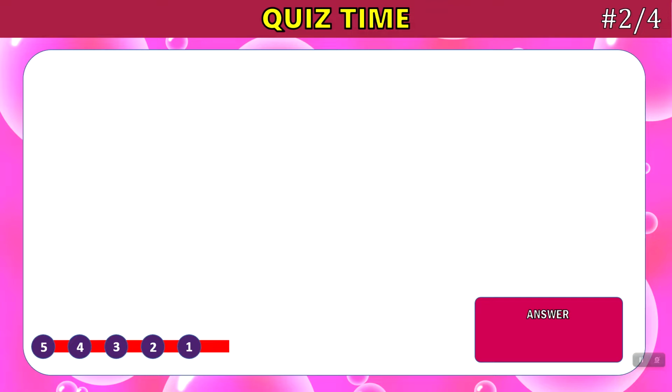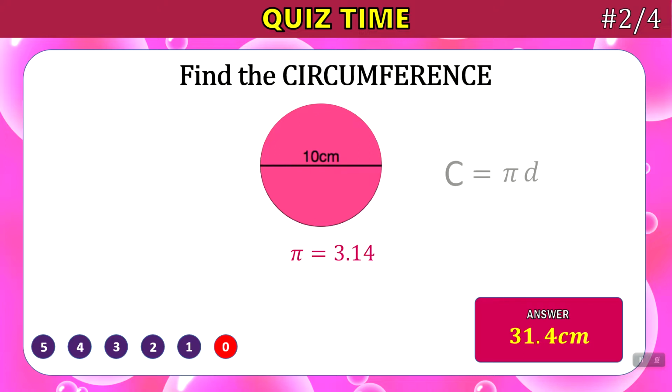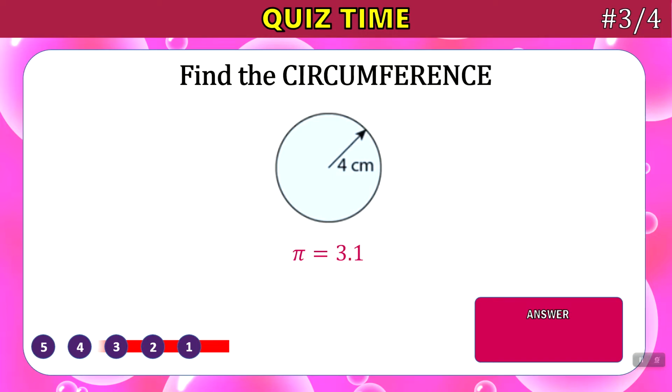Question 2. Find the circumference in this circle. Time's up. In this case, the circle has a diameter of 10 centimeters, and so the answer is 31.4. C equals pi d. We know pi is 3.14, and d is 10. So 3.14 times 10 just means we move the decimal point one place to the right, and we get 31.4 centimeters. Question 3. Find the circumference, 4 centimeter radius.